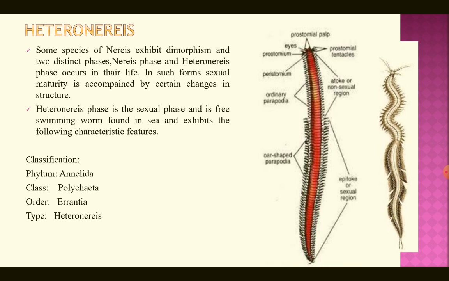Can you make out what is the difference between Nereis and Heteronereis? Here if you see, the body is divided into two regions. One is the atoke, the other one is the epitoke.